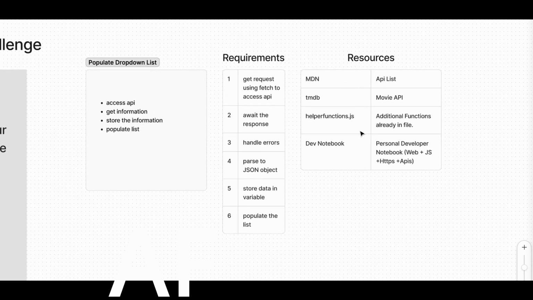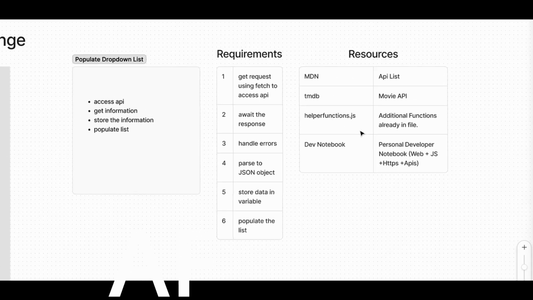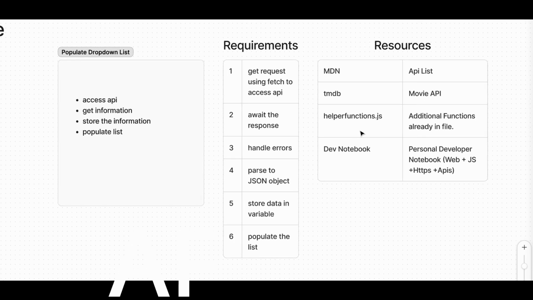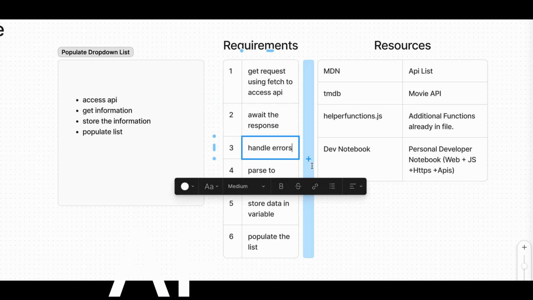Getting a closer look, to populate this drop-down list, we're going to access the API, get some information, store the information, and populate the list, which we have mapped out in our requirements.